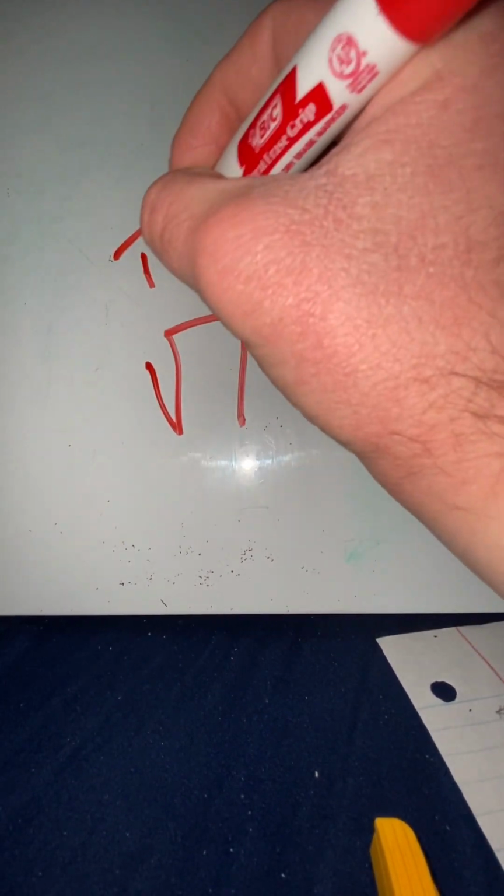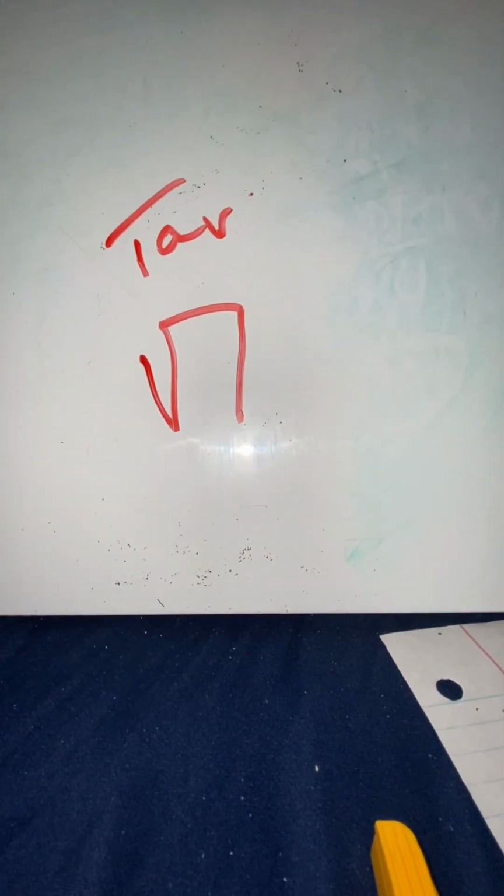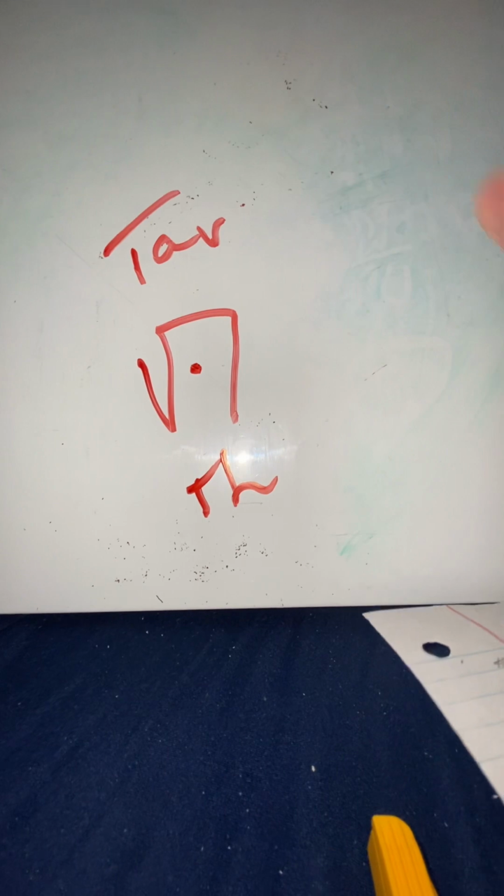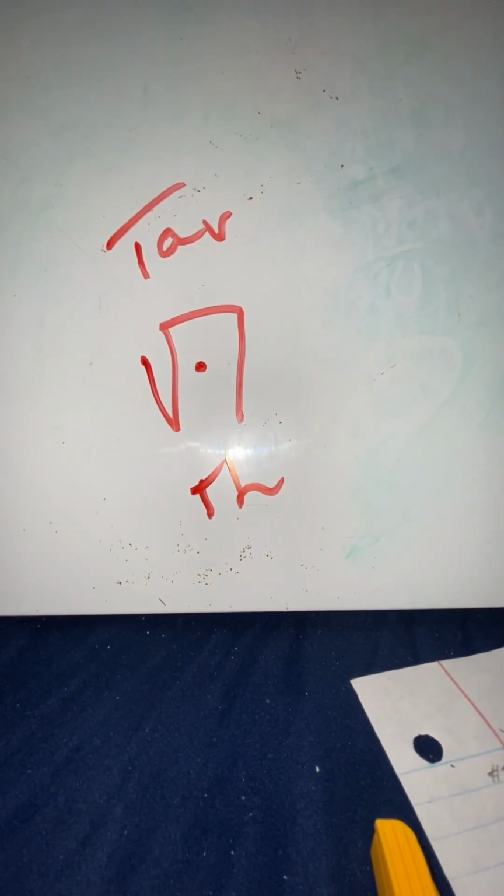Now we come to the last and final letter of the alphabet, as far as the consonants go anyway. And this is Tav. Now, one thing that I found out is that if you have a dot in there, then it's T with the dot, and TH without the dot. Something like that.